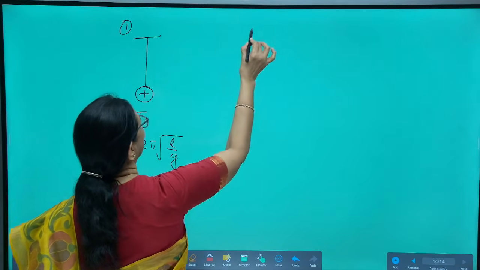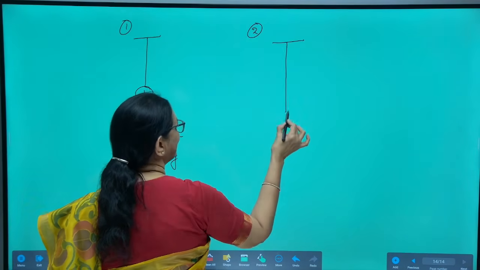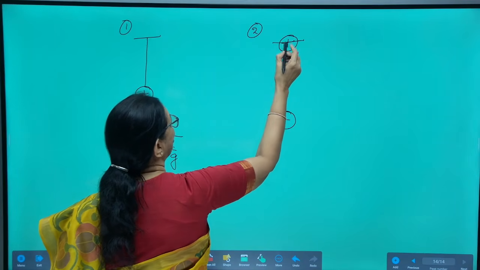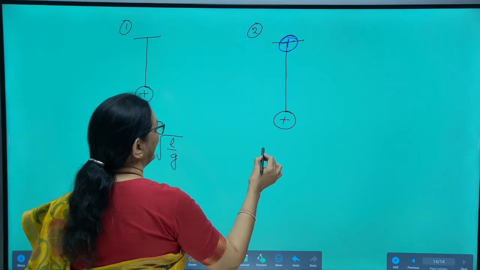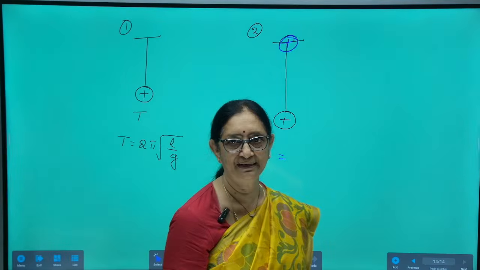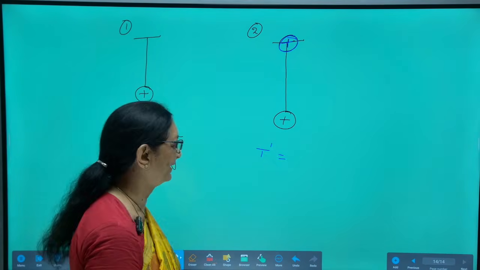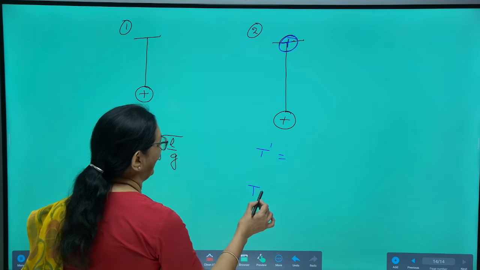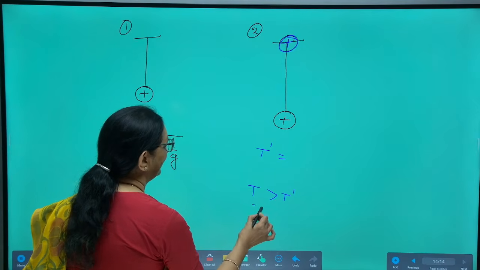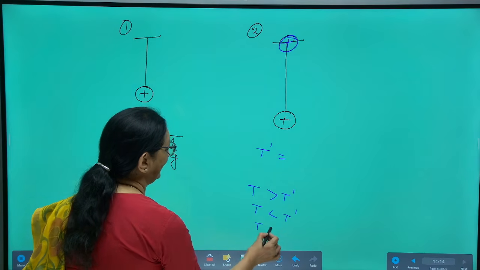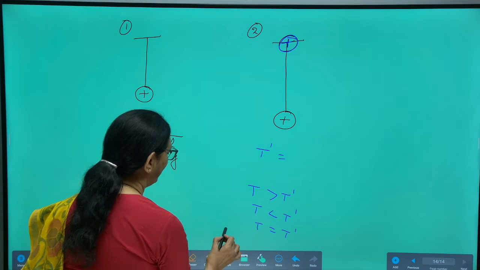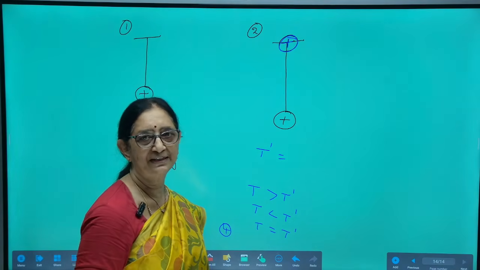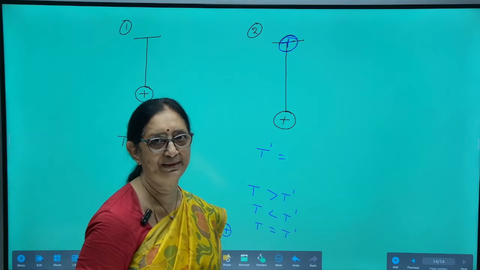In the next instance, in the case of the same simple pendulum with a charged bob, a similar charge is placed at the point of suspension. Then what is the new time period? You have to find the new time period. Just guess and tell me the answer. The options given are T greater than T dash, T less than T dash, T equal to T dash, and no option, none of the above, because it depends on the magnitudes of the charges or something like that. The fourth option is given.